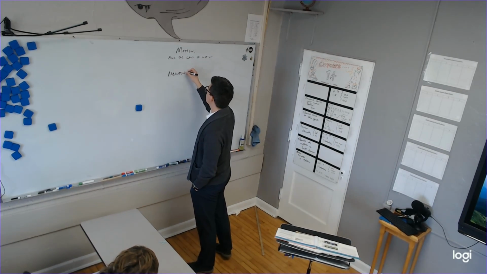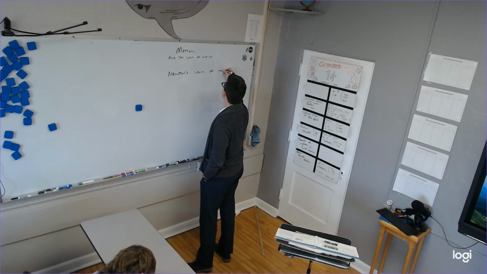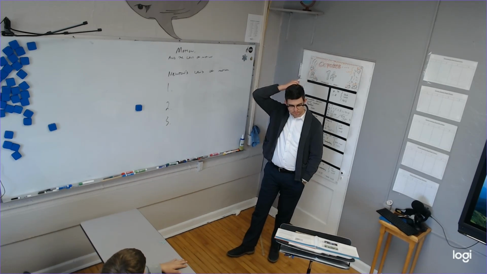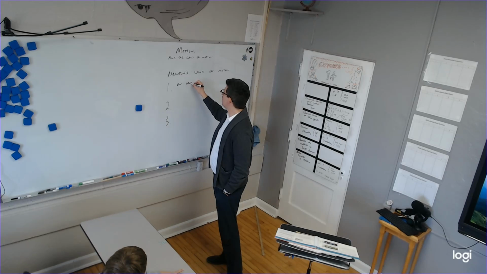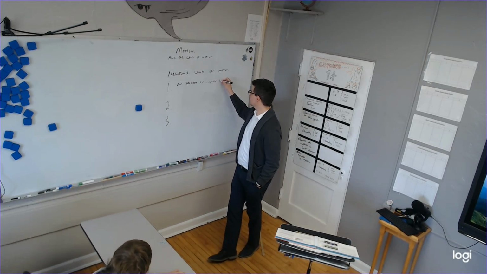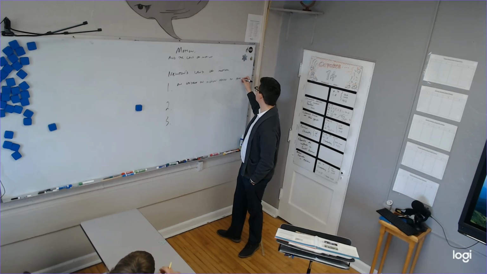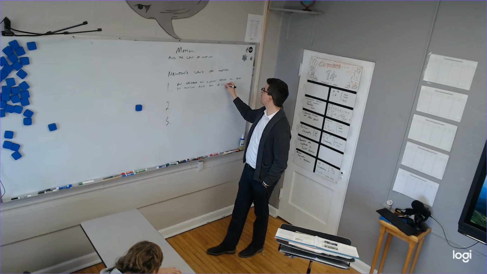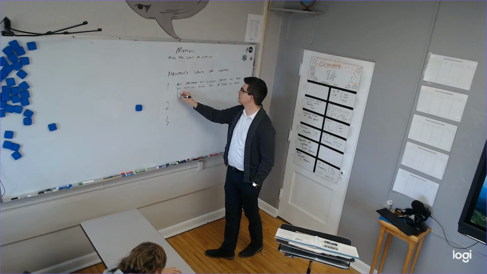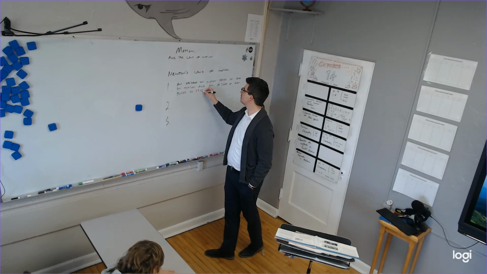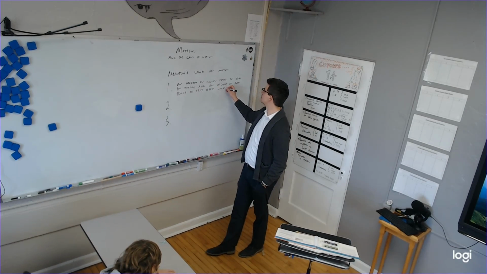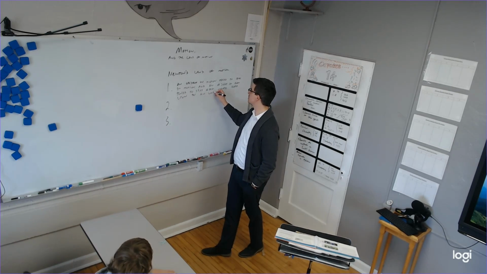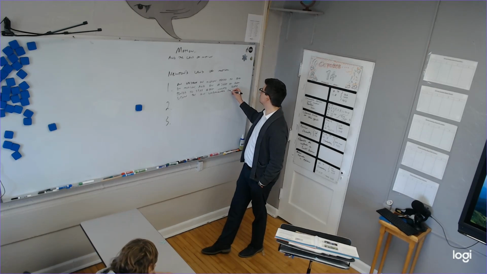Newton's laws of motion. There are 3. The first one, an object in motion tends to stay in motion, and an object at rest tends to stay at rest unless acted upon by an unbalanced force. Have you heard this before?